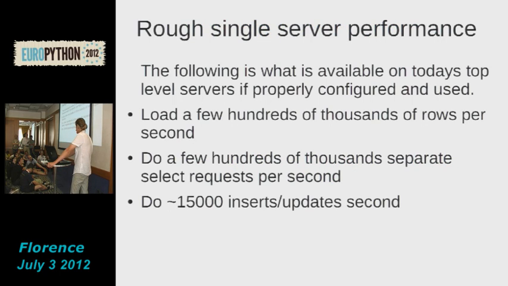First, what modern PostgreSQL on modern hardware is capable of without any scaling. You can load a few hundreds of thousands of rows per second. You can do a few hundreds of thousands of separate select requests per second. And you can do about 10,000-15,000 separate transactions doing simple inserts and updates. This needs quite a beefy machine, some 24, 32, maybe 64 cores, but it's still possible to do without resorting to scaling over multiple machines.